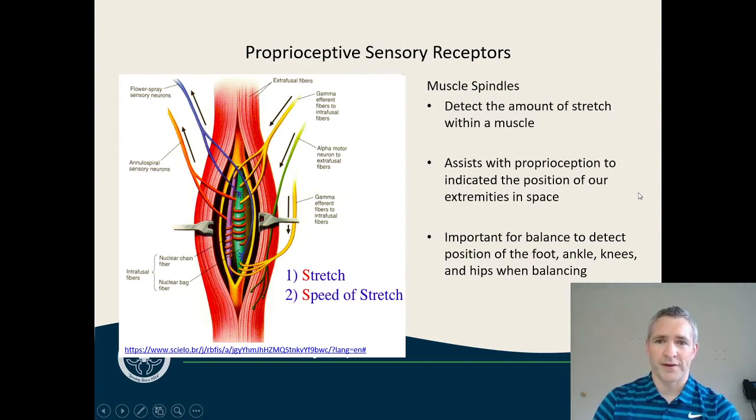And so if you're ever walking on uneven surfaces or you're walking in the dark, you do have the vestibular system, but we also have to sense with our feet where our foot is, if we're stepping on something or if we have to adjust our balance so that we don't fall. Okay, and these are the sensors that do that.